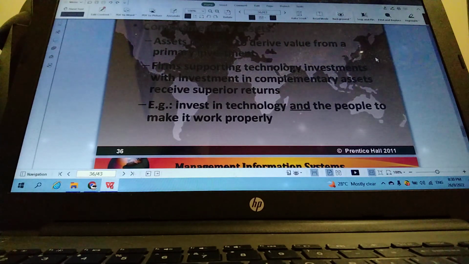So let's look at what it means by complementary asset. Generally, we are looking at IT assets, including non-IT assets such as people, the partners, the customers, the suppliers, and so on. So assets are required to derive value from a primary investment.